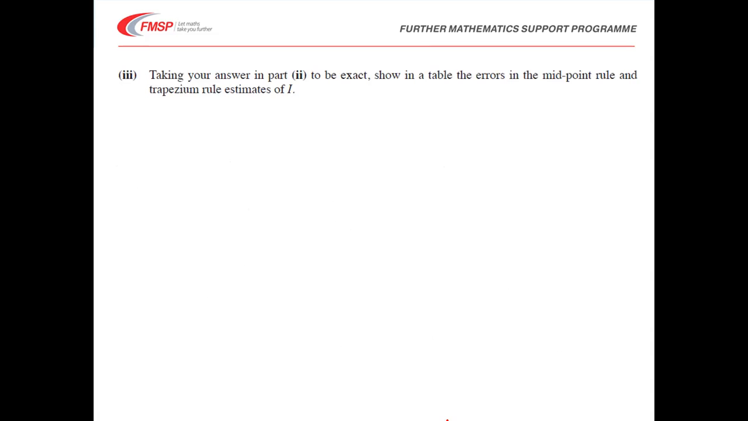Now what we're going to do is take that answer to be exact, and they want us to put a table of errors for the midpoint and trapezium rule estimates of I. So there's our table, and we're going to write down the midpoint error and the trapezium rule error for the different values of h that we've got. So there's the three different values of h that we've used. And what I do is I do the approximation minus the accurate. In other words, I'm going to do each of these estimates and subtract the value from part 2 that we're saying is exact.